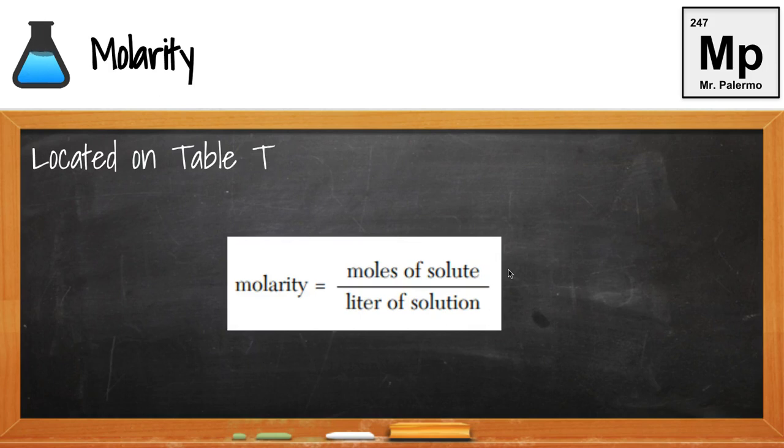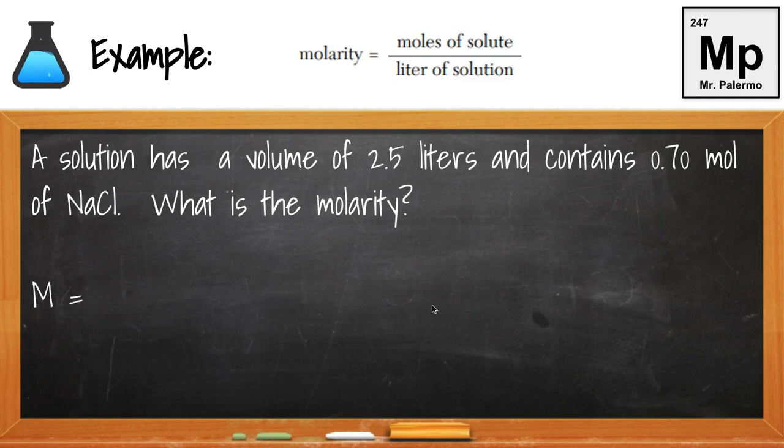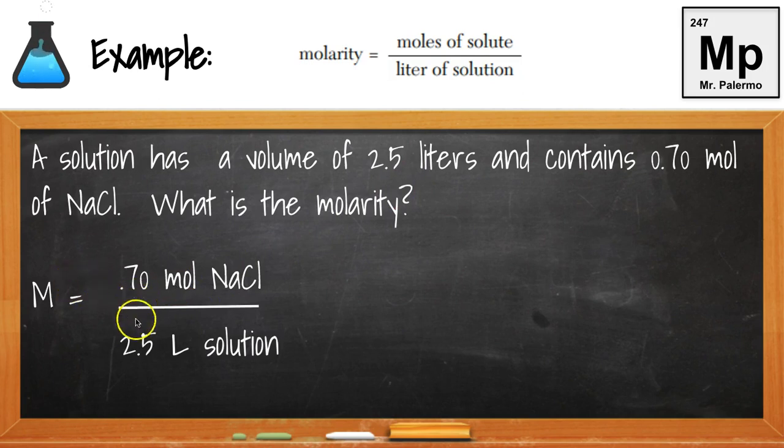The last formula we're going to use for calculating the concentration of a solution is called the molarity formula. This is molarity equals the moles of the solute over the liters of solution. So let's see an example of that. A solution has a volume of 2.5 liters and contains 0.70 moles of sodium chloride. What is the molarity? Molarity is indicated by big M, and it's equal to the moles of the solute. So what we are dissolving, this is the 0.70 moles of sodium chloride that goes on the top. And we're going to divide that by the liters of solution, which is 2.5 liters. So 0.70 divided by 2.5 equals 0.28 molar solution.